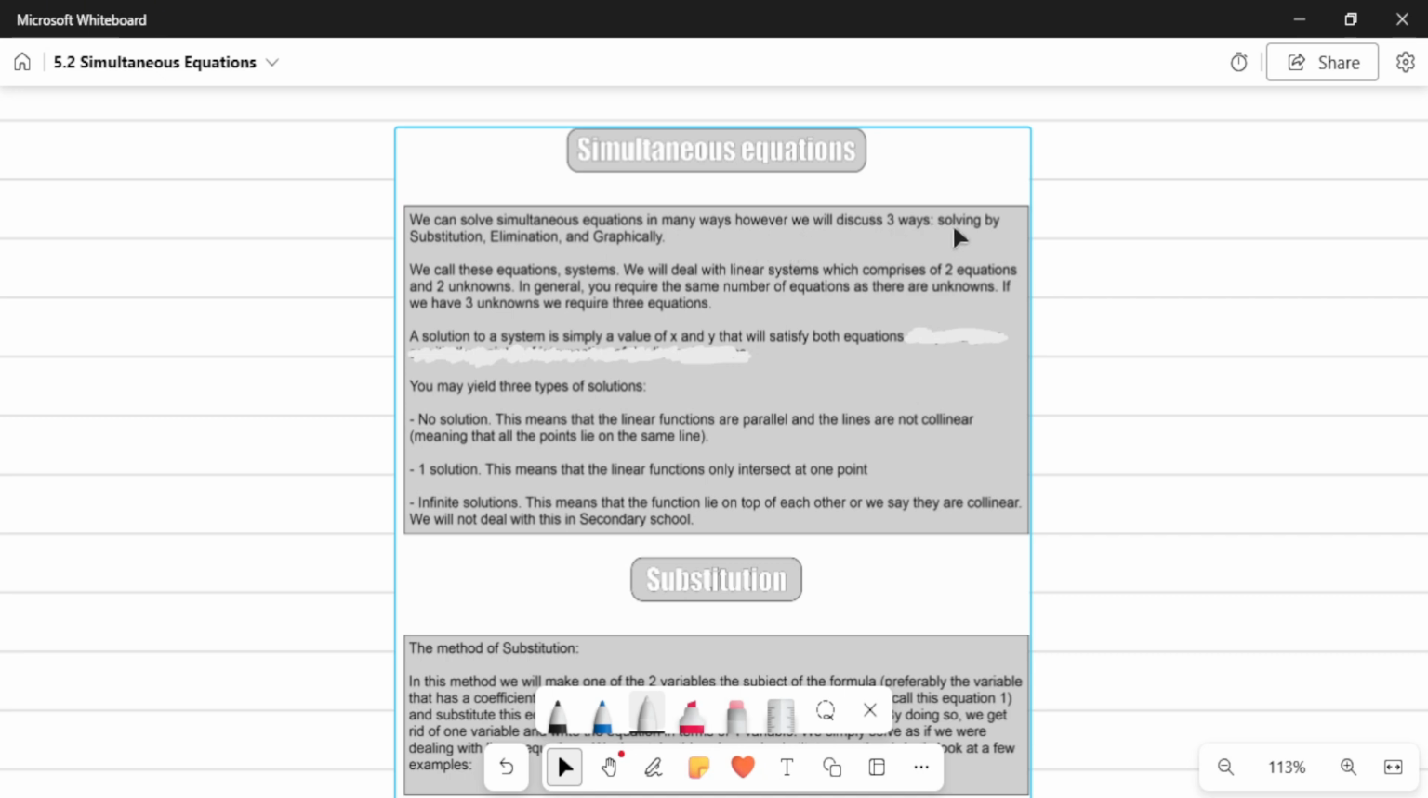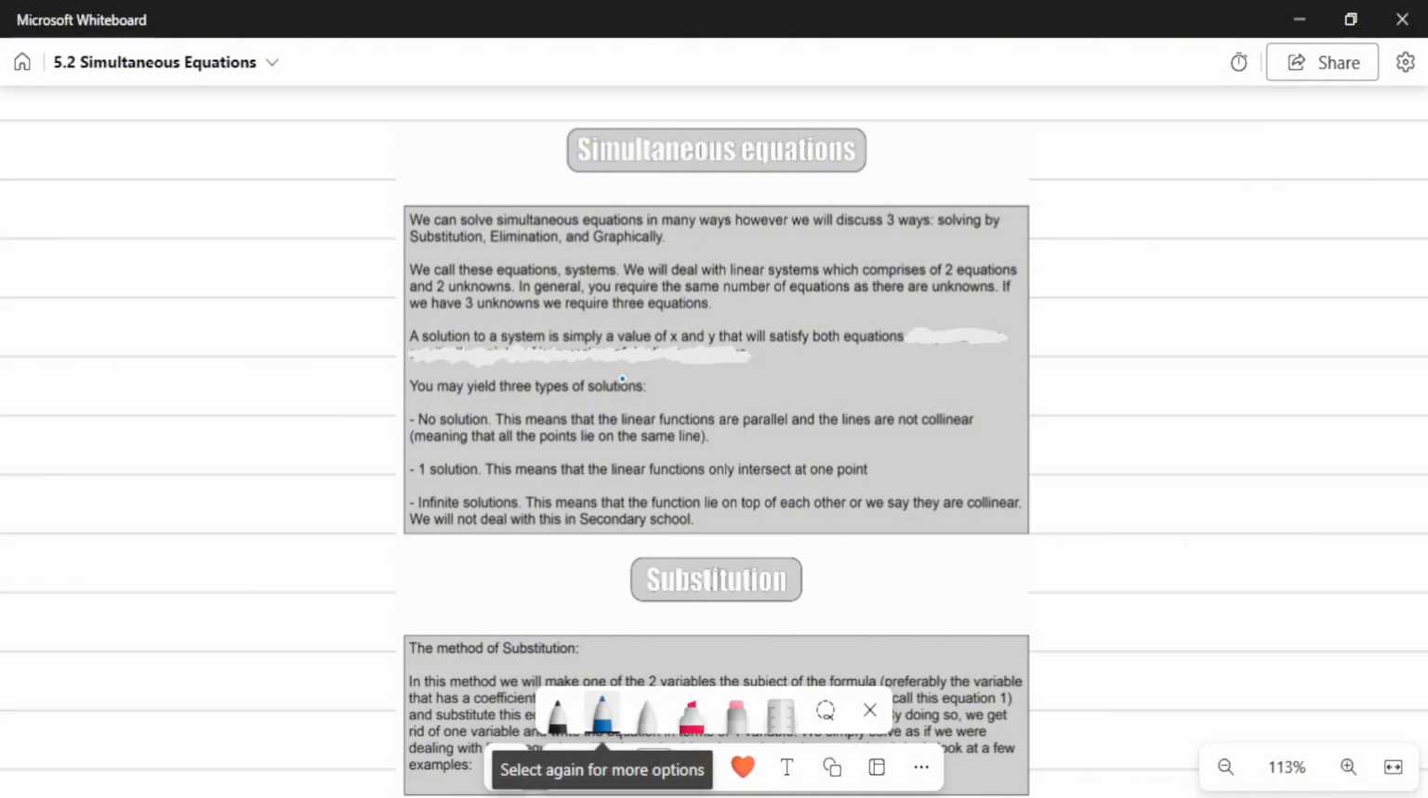However, we will discuss three ways: solving by substitution, solving by elimination, and graphically. Yet again, I hope you're seeing by now the word graphically, meaning that we come from functions. The solutions come from functions. So we have to understand functions, because you can see how many sections this idea lends itself to. Solving by substitution and solving by elimination are basically using algebraic methods to solve. But solving graphically comes from the whole idea of functions. This is the section that proves the importance of functions. Understood? We call these equations systems.